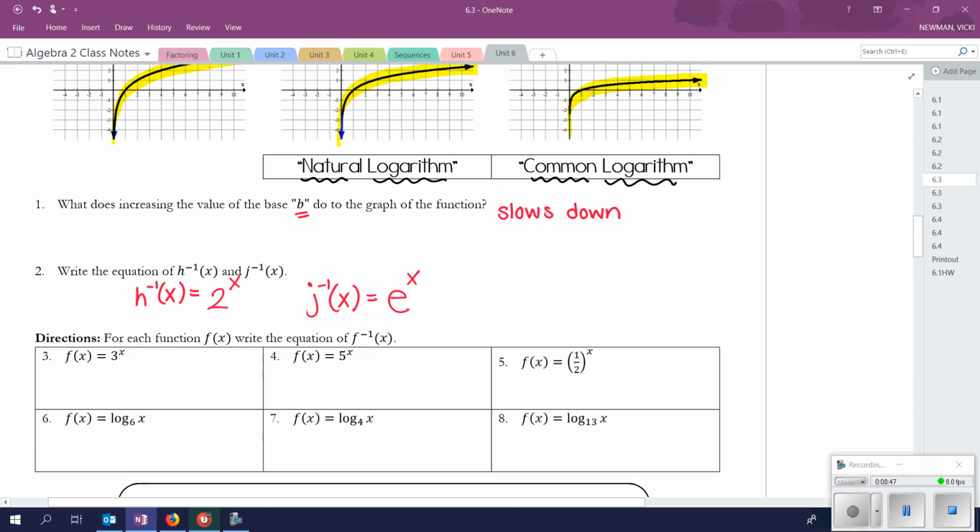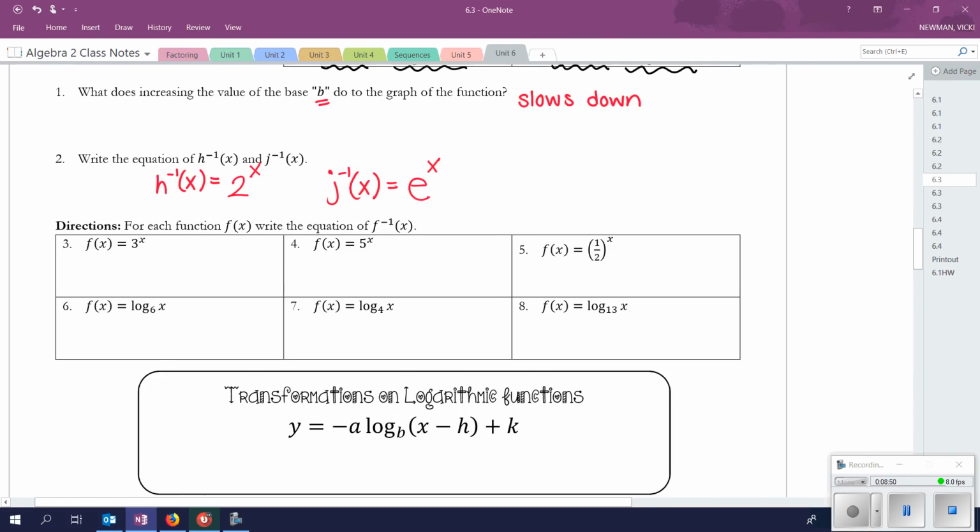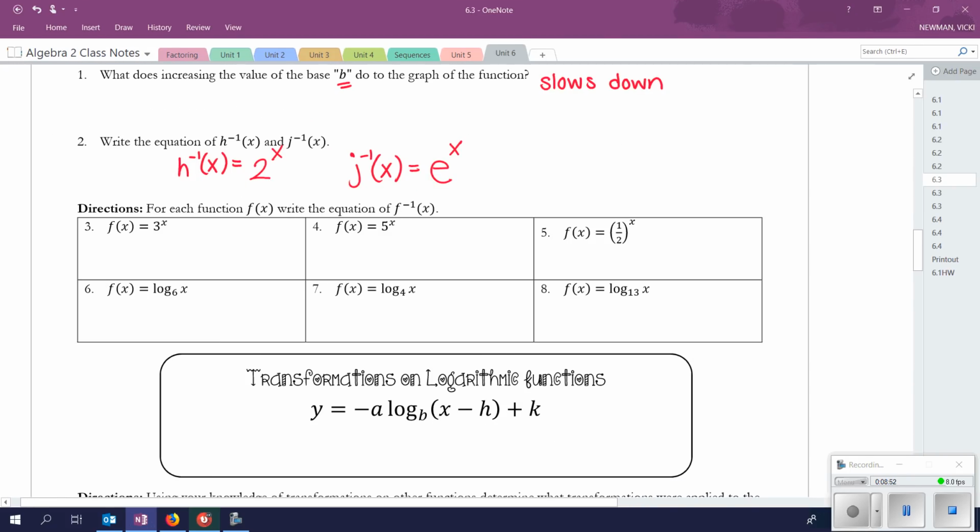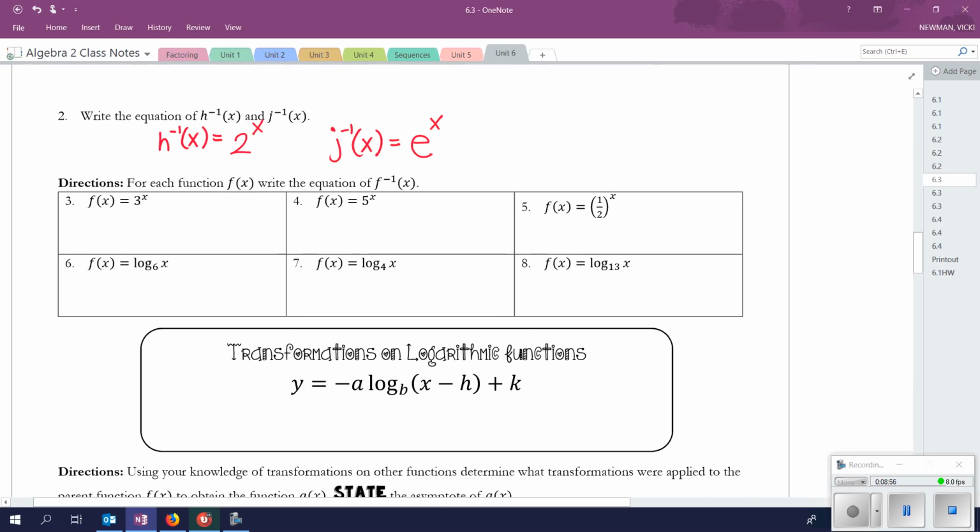So you are going to go here and you're going to write the inverses of each of these. Okay? So you have the exponential form and then the log form. You have to be able to switch between log with a base of b of x and its inverse, b to the x. Take a second and do that.